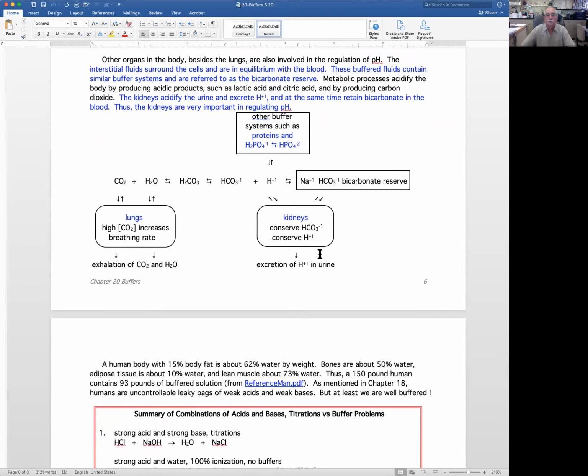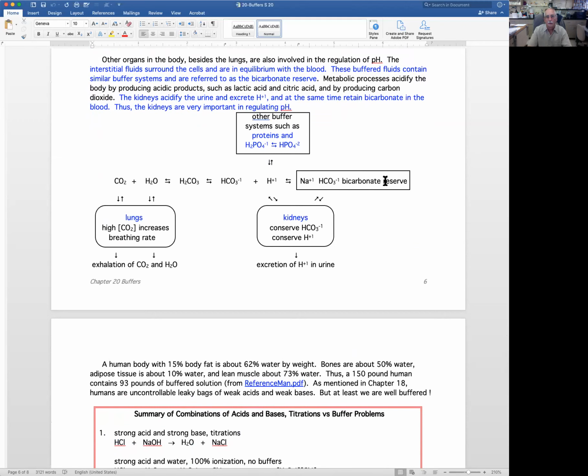So, other organs in the body besides the lungs are also involved in the regulation of pH. So you have the interstitial fluids around the cells that are in equilibrium with the blood. Those buffered fluids contain similar buffer systems, often referred to as the bicarbonate reserve, which is in this box over here.